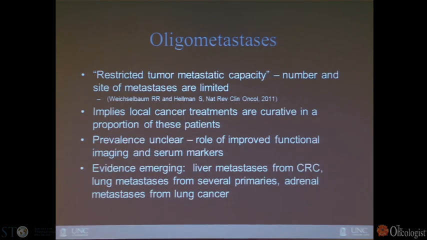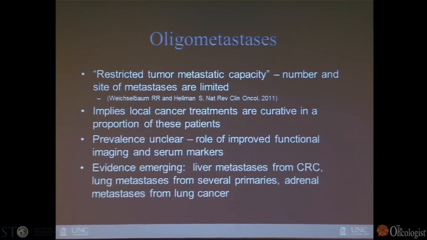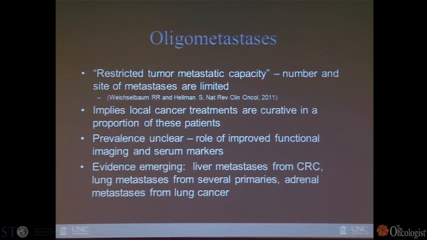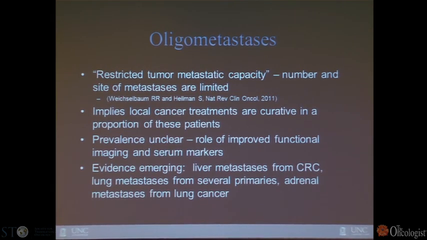The original paper in 1995 was followed by a second paper in 2011, also by the same authors, where they really talk about this restricted tumor metastatic capacity. What it really implies is that local cancer treatments are curative in a proportion of these patients. We really don't know exactly what the prevalence of this clinical entity is, other than the fact that it is probably going to be of rising clinical importance, because we're getting better with imaging, as we talked about in the previous session, as well as vast improvements that we've made with clinical serum markers.